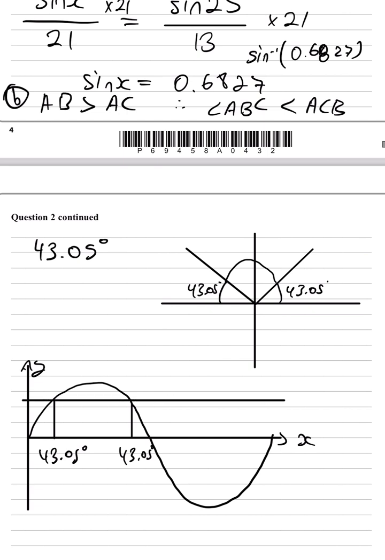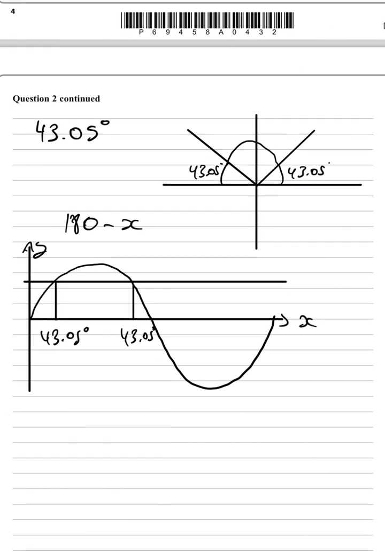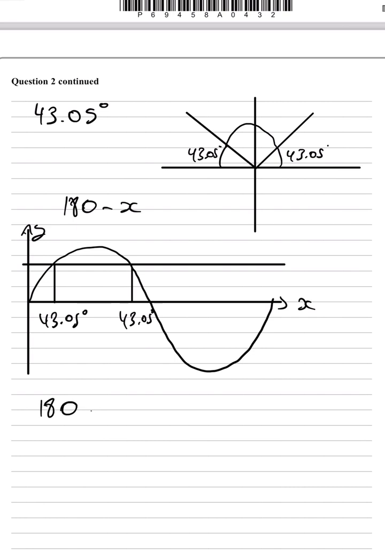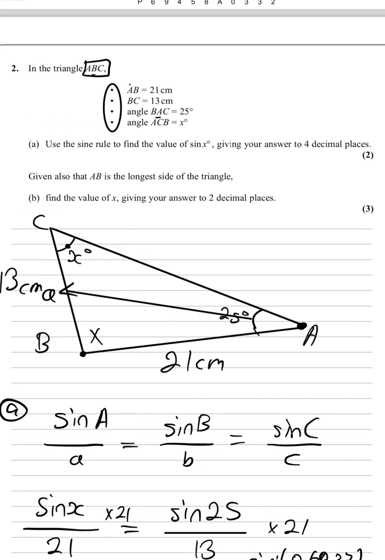And that's how you figure out that whenever you have a value for an angle that comes out of sine, you just take 180 minus that value. And so we're going to do 180 minus 43.05 degrees, which is 136.95 degrees. And that is the value that we need to solve question B.